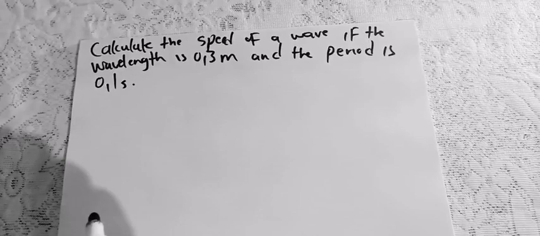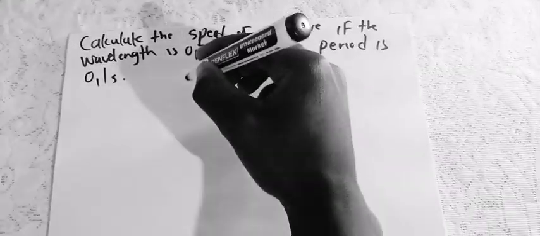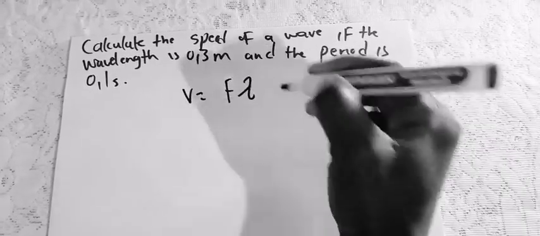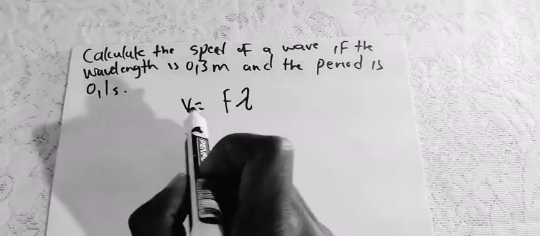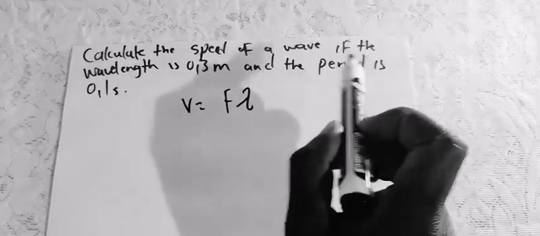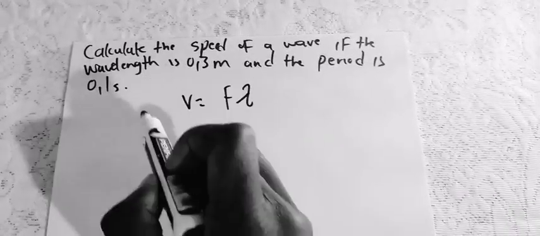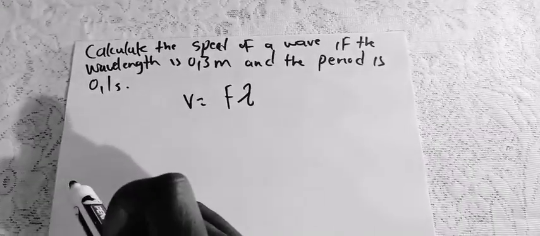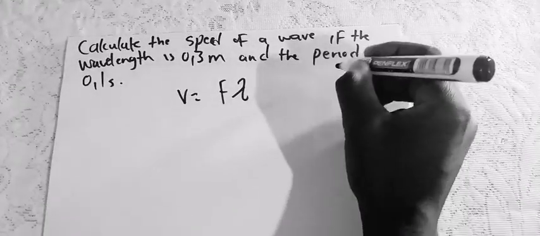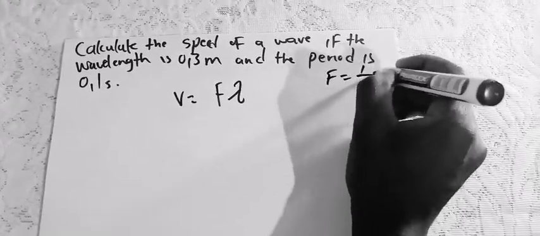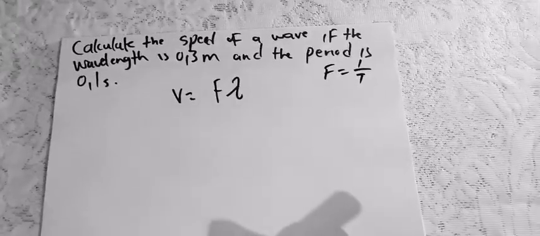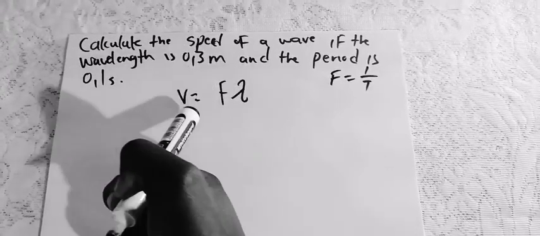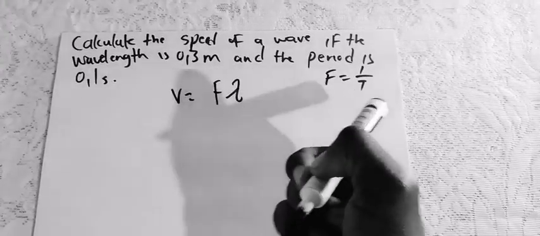Now calculate the speed of a wave if the wavelength is 0.3 and the period is 0.1. v equals f multiplied by lambda. Calculating the speed, right? Now we have the wavelength, and we are happy it's in its correct SI units, and the period is 0.1 seconds. You know that frequency and period have a relationship, so you can use this formula to calculate the frequency given the period.